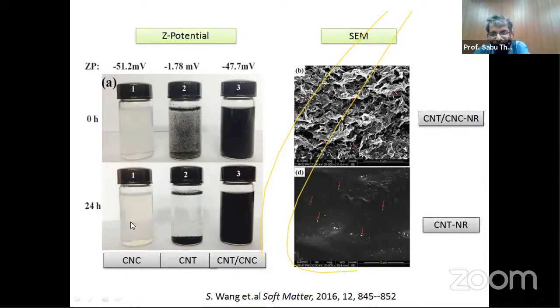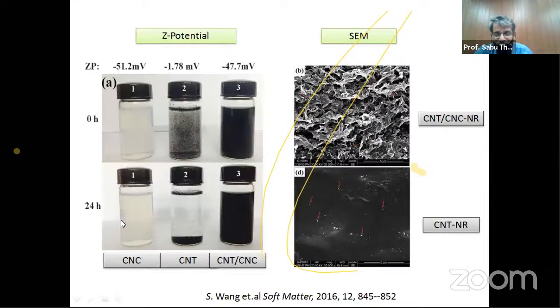You don't see any settling down of nanoparticles. Very stable. And you can see the zeta potential of this. But if you take carbon nanotube in water, at 0 hour, and at 24 hours, after 24 hours the whole carbon nanotube actually gets settled down. You see, unstable. But look at nanocellulose, which you get from nature.